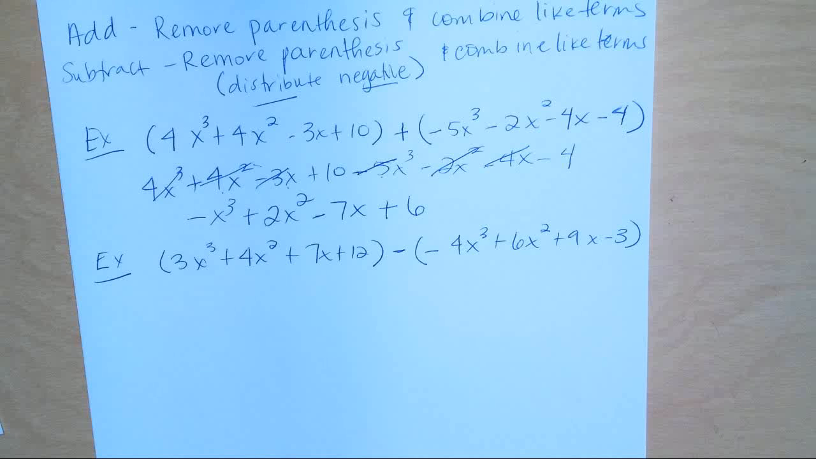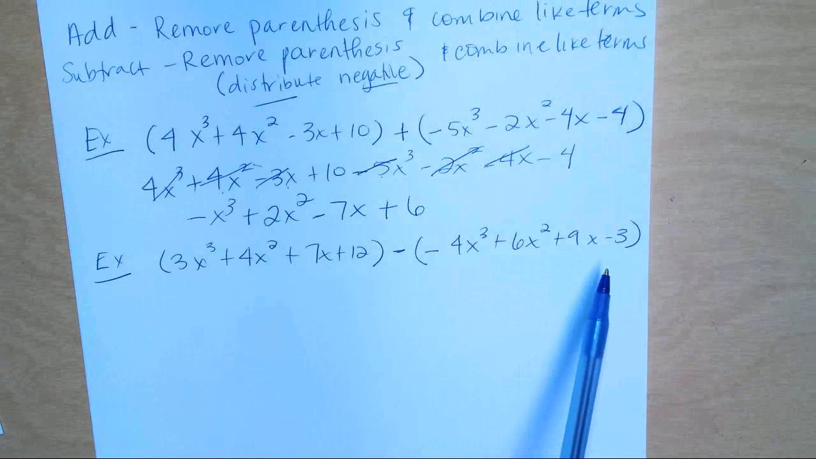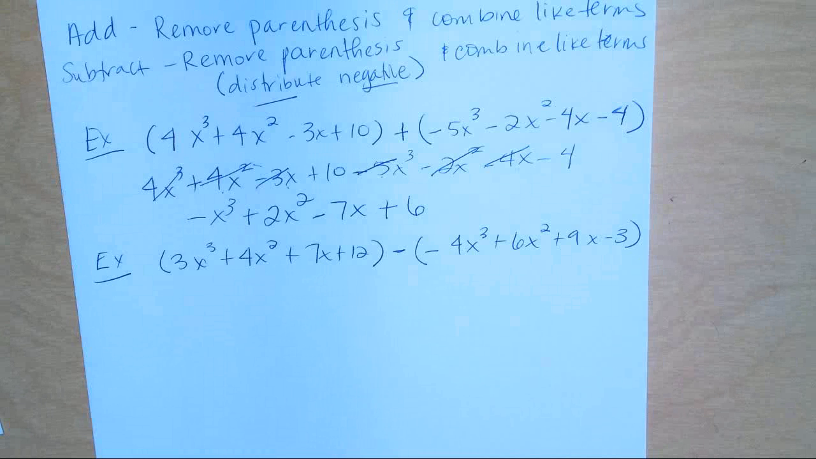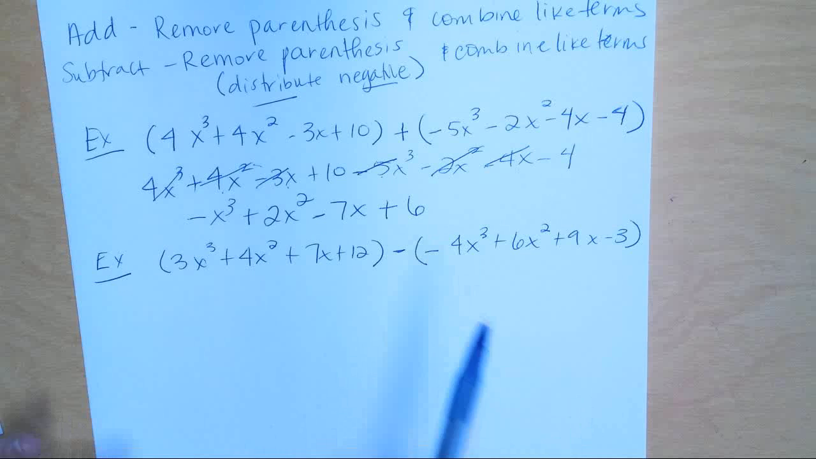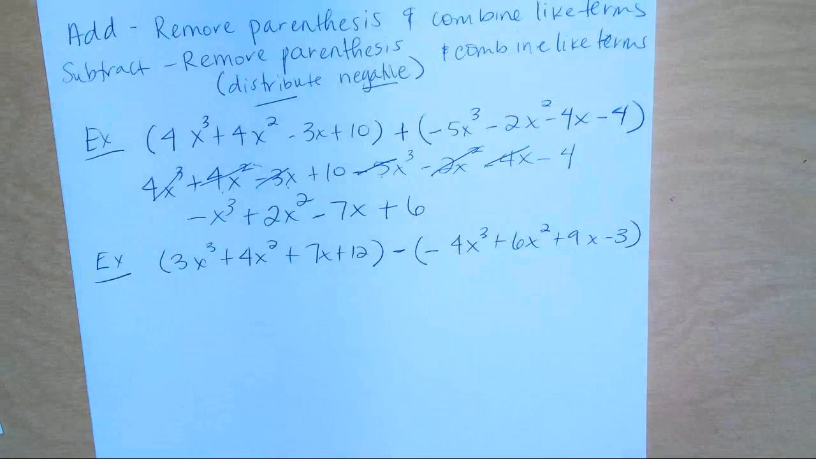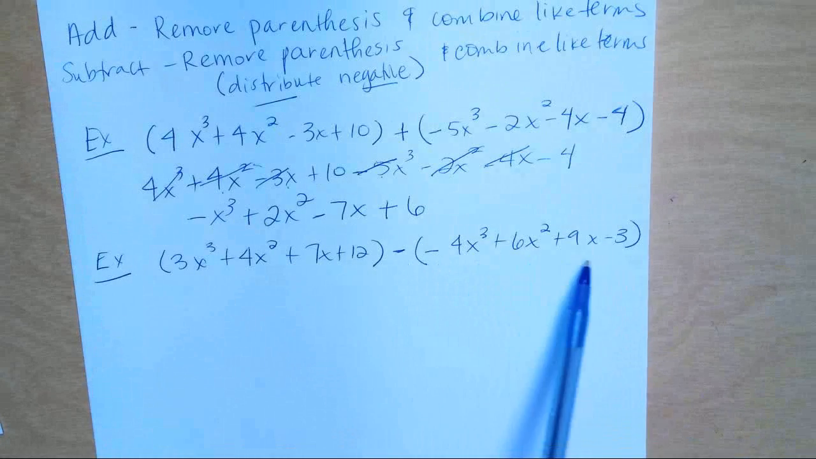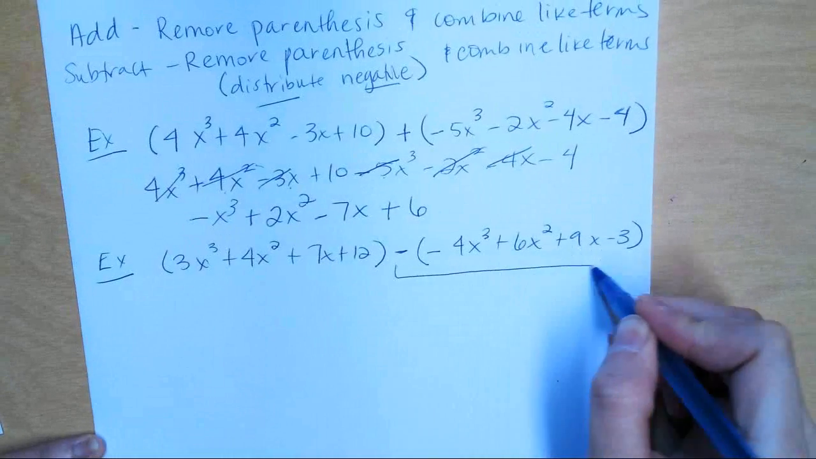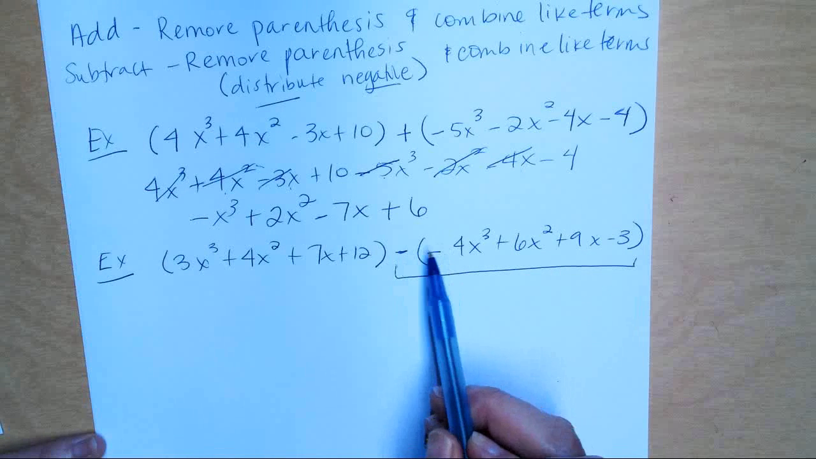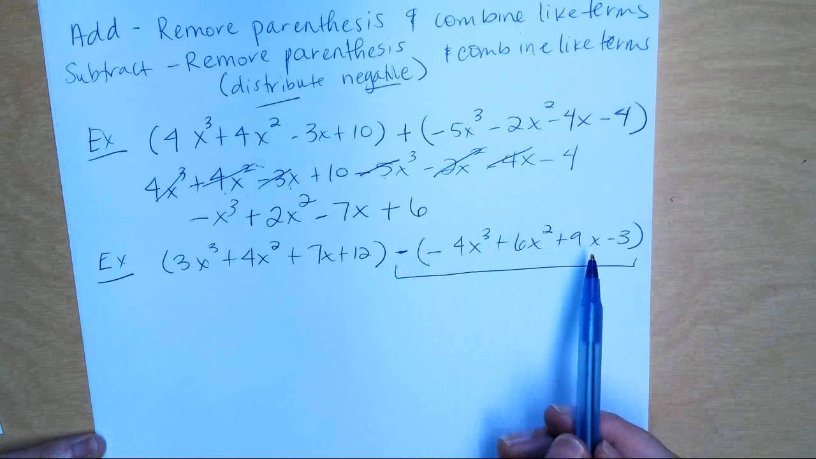What did you say? Oh, plus 9x minus 3. Okay, we have to remove the parentheses. But this time, since we're subtracting, removing the parentheses isn't as easy as it was before. For this second polynomial right here, we have to distribute the negative to each of the terms. Remember? We've done this before.